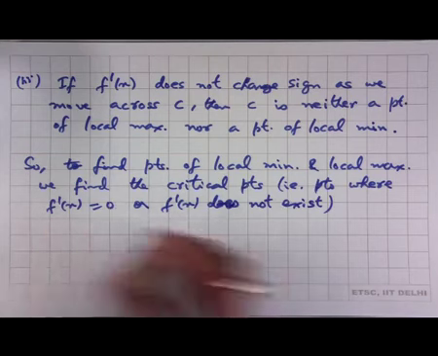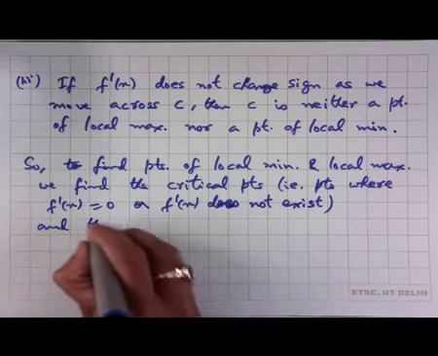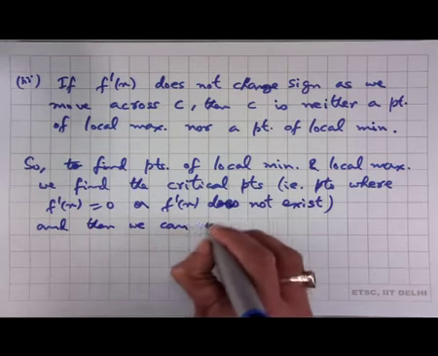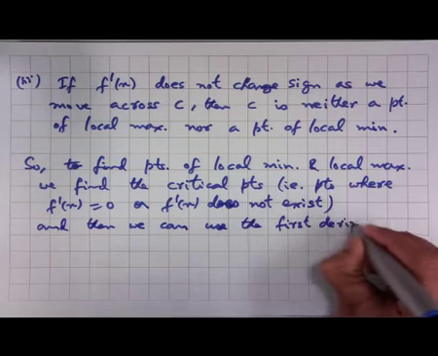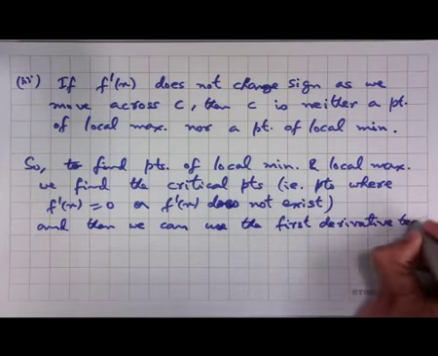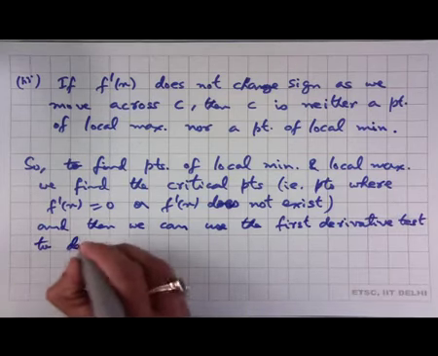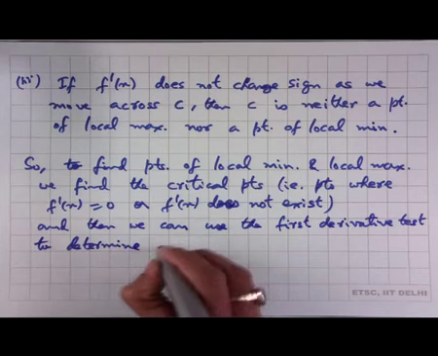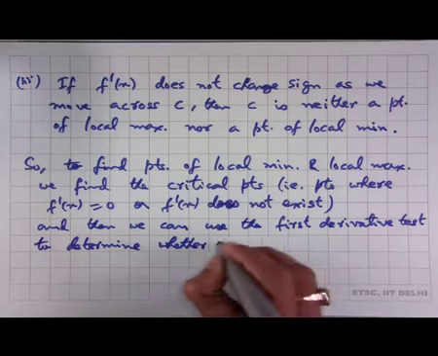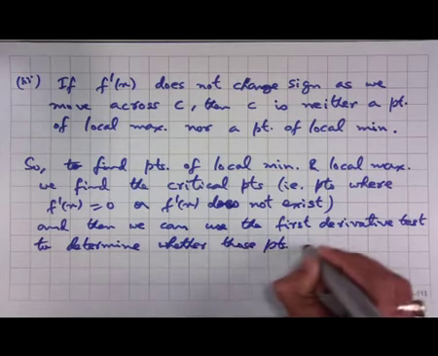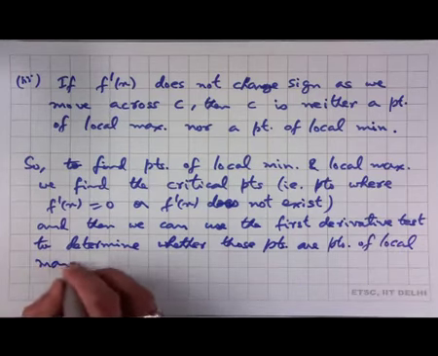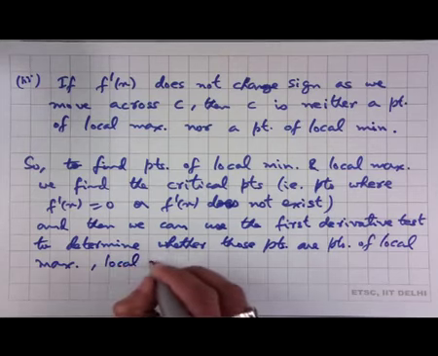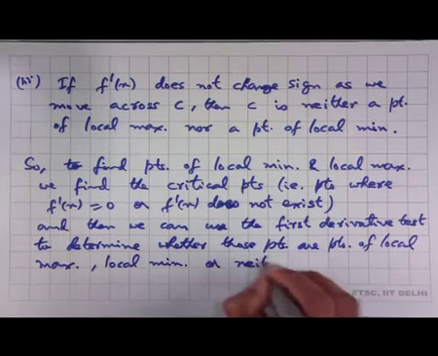And then we can use the first derivative test to determine whether those points are points of local maxima, local minima or neither. Let us look at an example.